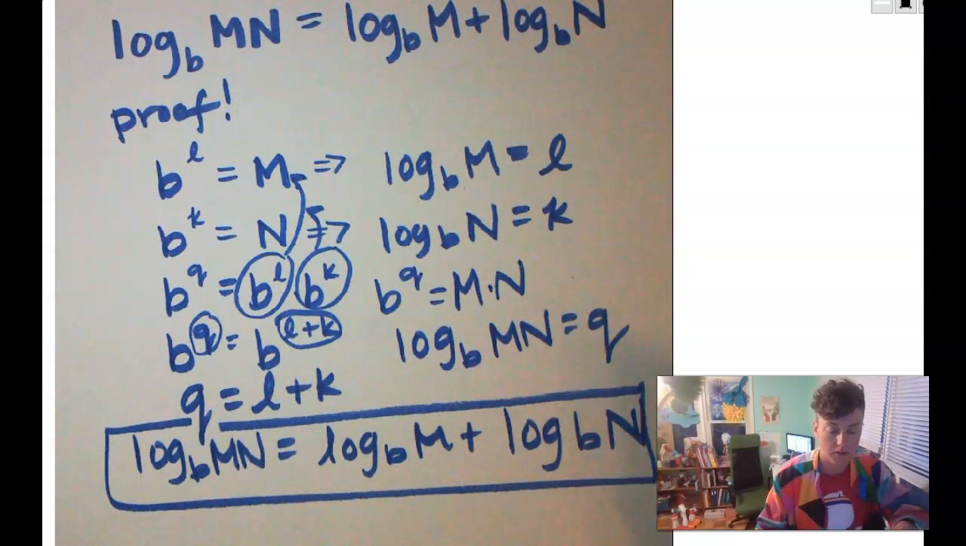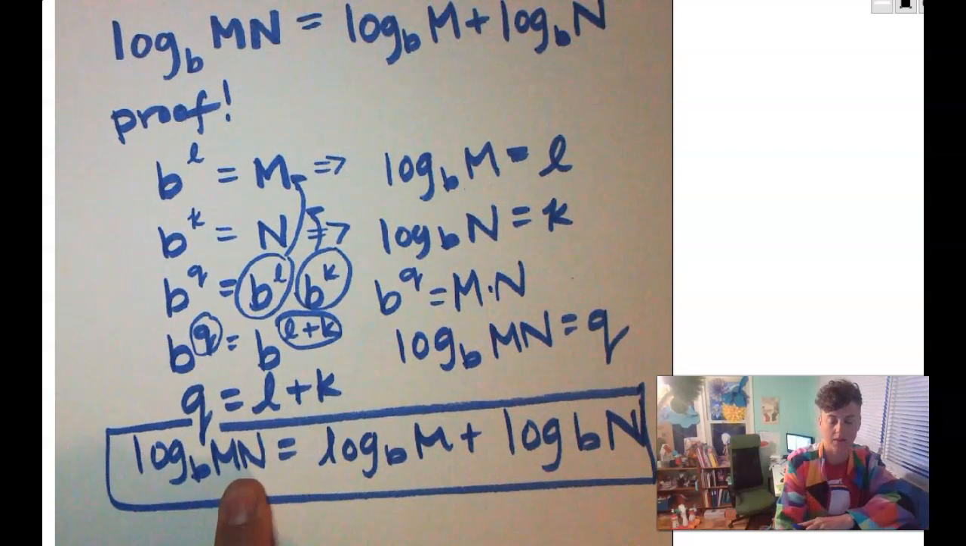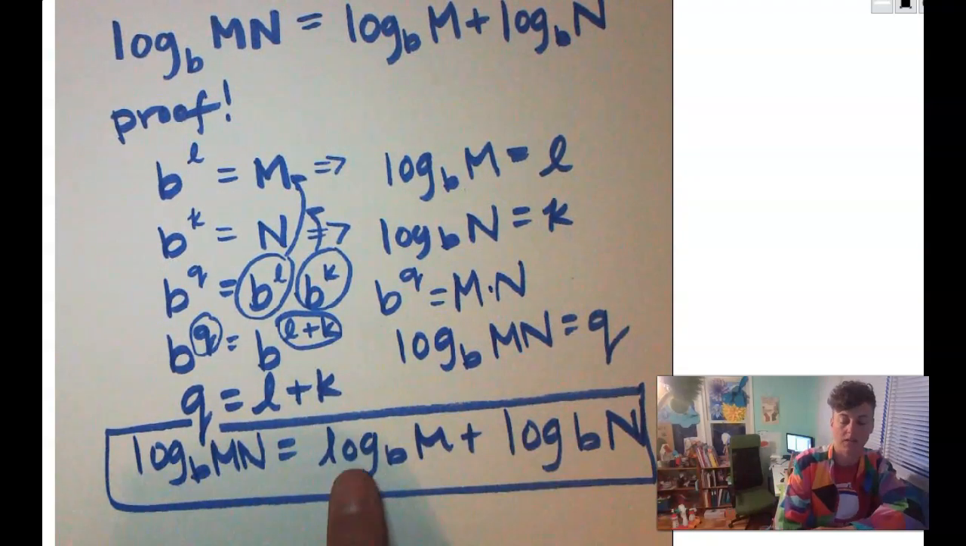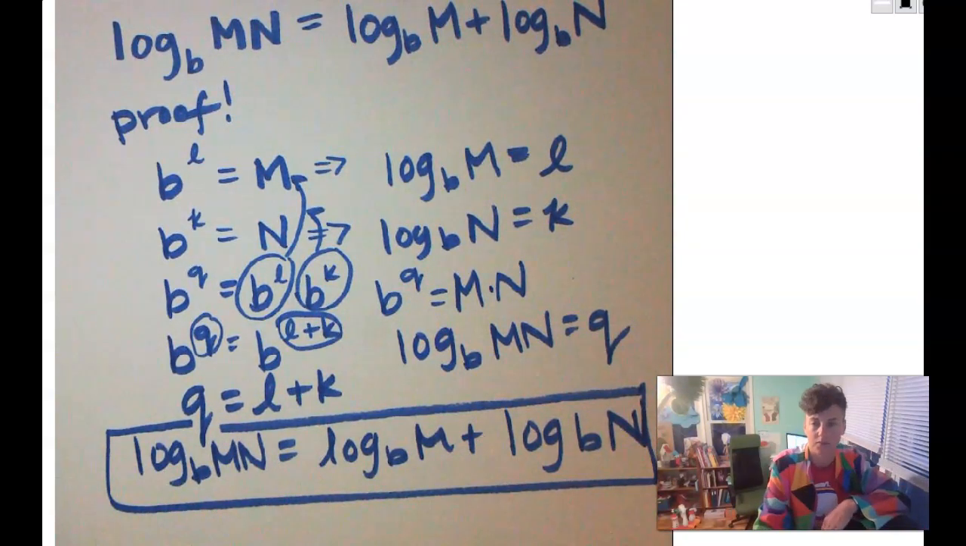So anyway, our first property, the property of multiplication of logs. If we have log base b of mn, that's the same as if we had log base b of m plus log base b of n. All right, let's do a couple examples with this property.